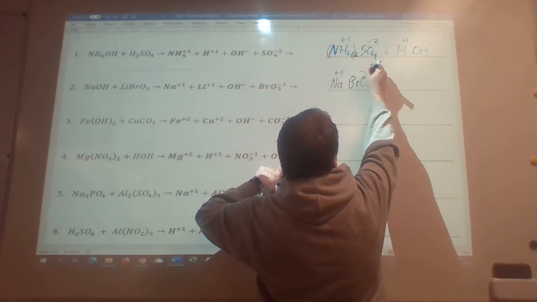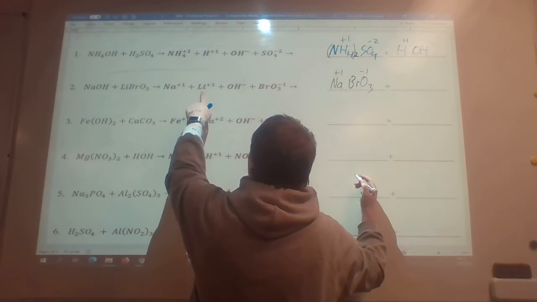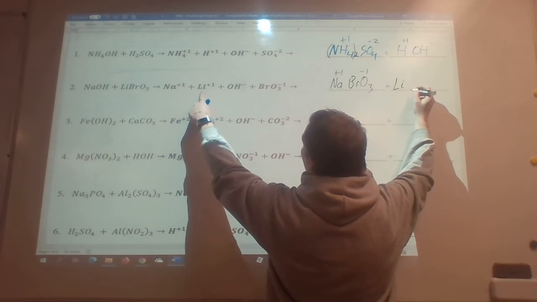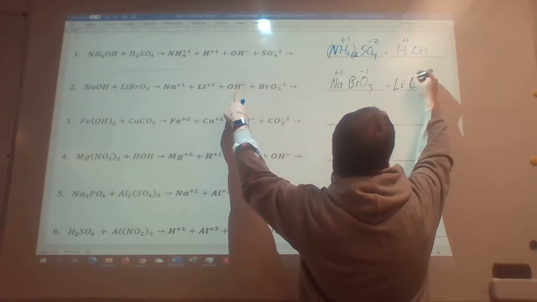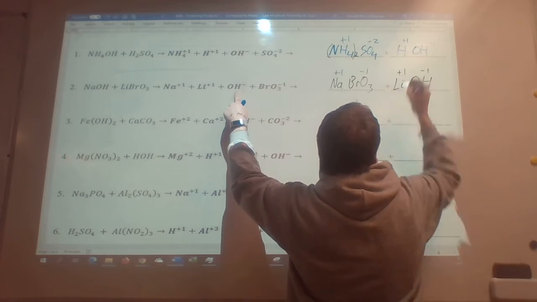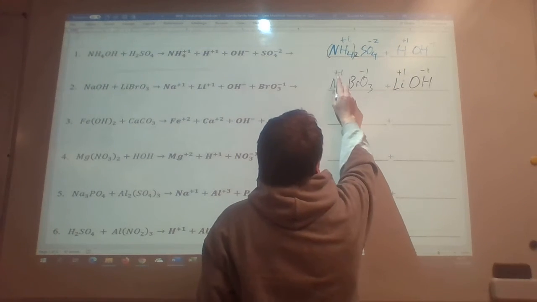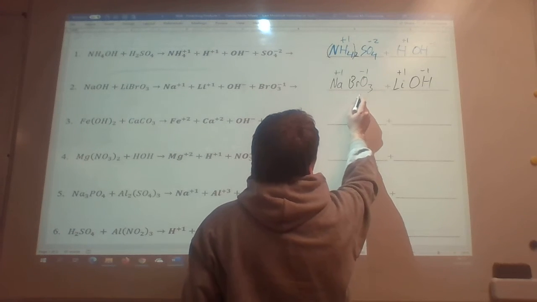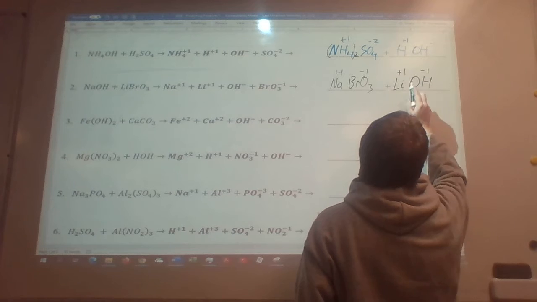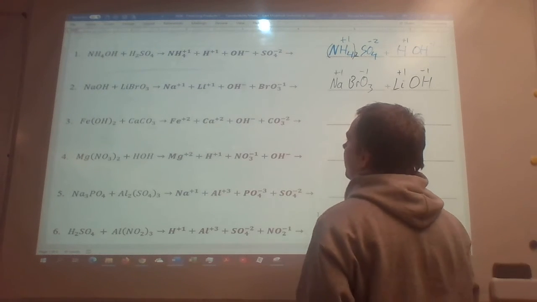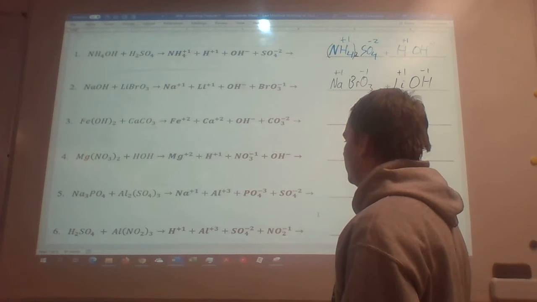which is a -1. Then the lithium, the other cation, is going to go here, and the other anion will go here. So that's -1 and +1. +1 and -1 cancel, so we don't need to add any subscripts to this one. +1, -1 again cancel, so we don't need to add any subscripts to this one. That was kind of a crappy example.